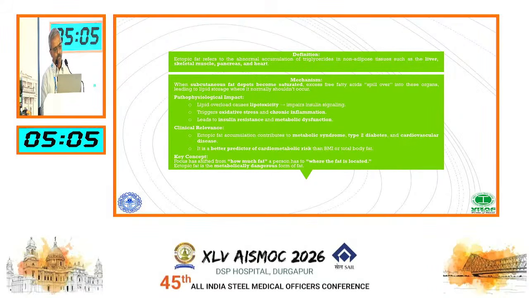It is a better predictor of cardiometabolic risk than BMI or total body fat. The focus now shifts from how much fat is there to where the fat is located. Ectopic fat is a metabolically dangerous form of fat.